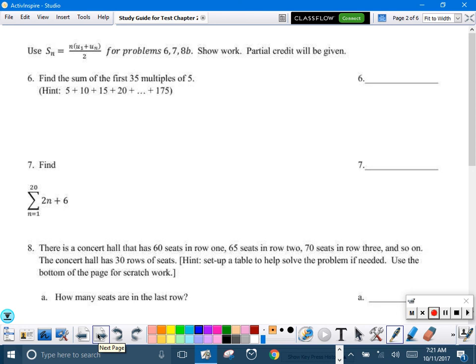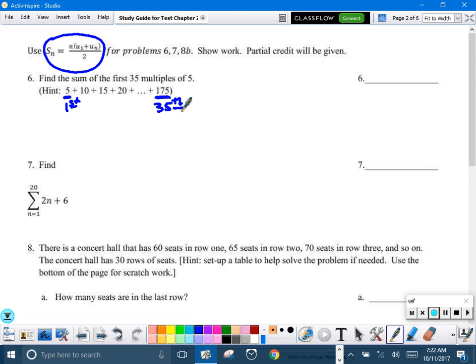All right, on page 2, we are going to use this formula. Partial credit will be given, so make sure that you show some of the work. This is the sum formula right here. Find the sum of the first 35 multiples of 5. The first number in the sequence is 5. The 35th number in the sequence is 175.